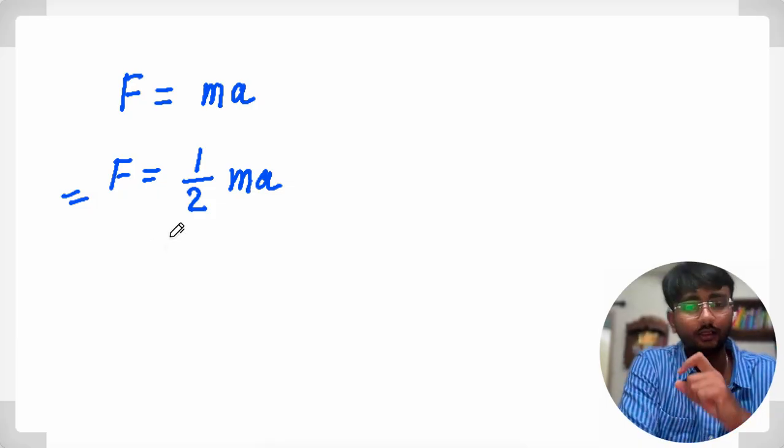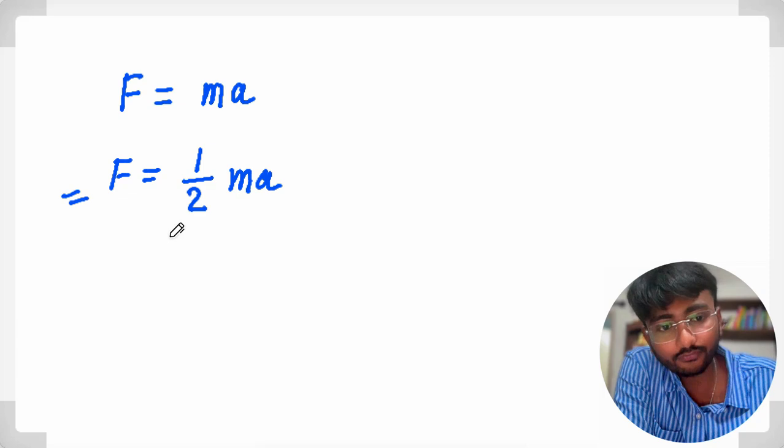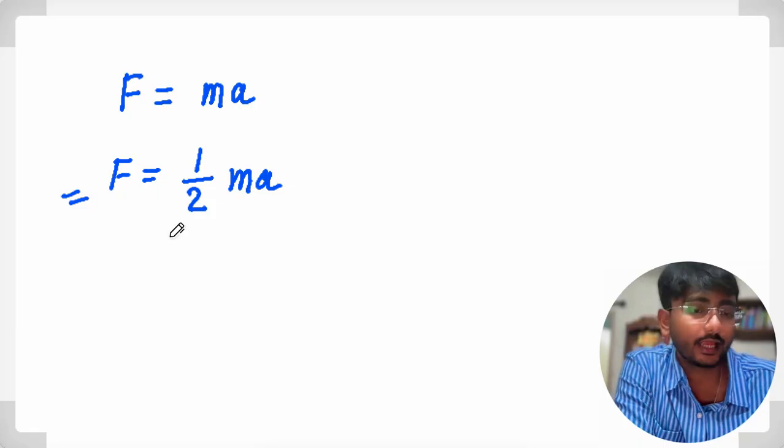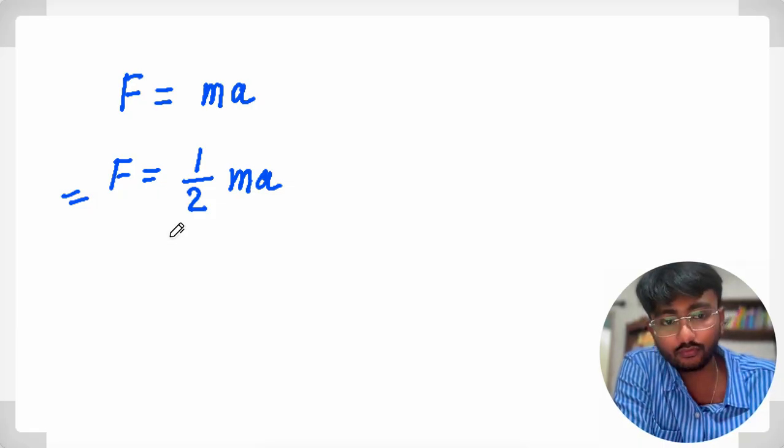So see, when the dimension of the left hand side and the dimension of the right hand side are equal, then we can say that the equation can be true or can be correct. But when the dimension of the left hand side and the dimension of the right hand side are not equal, then the equation must be incorrect.